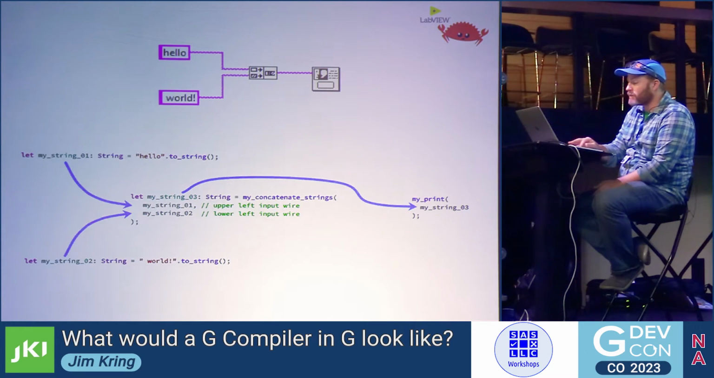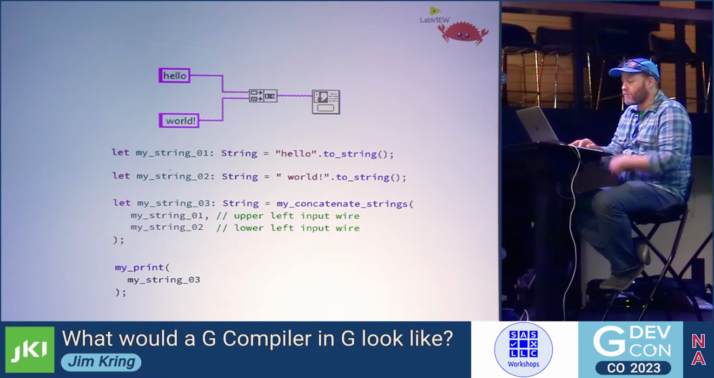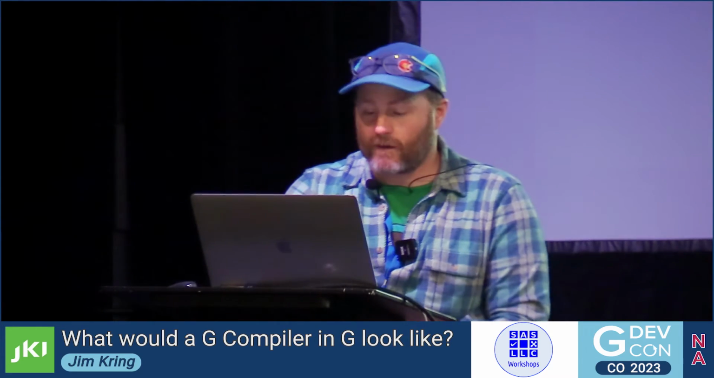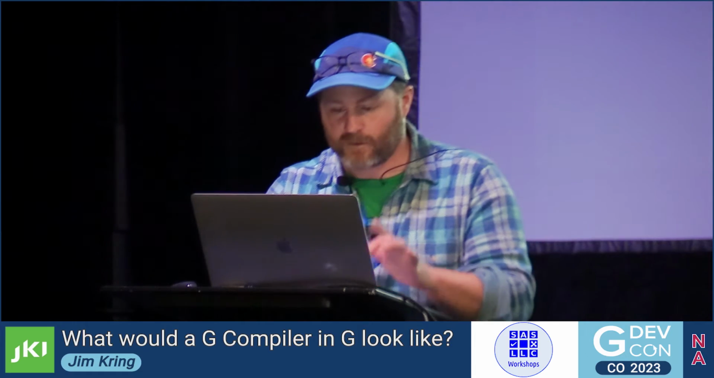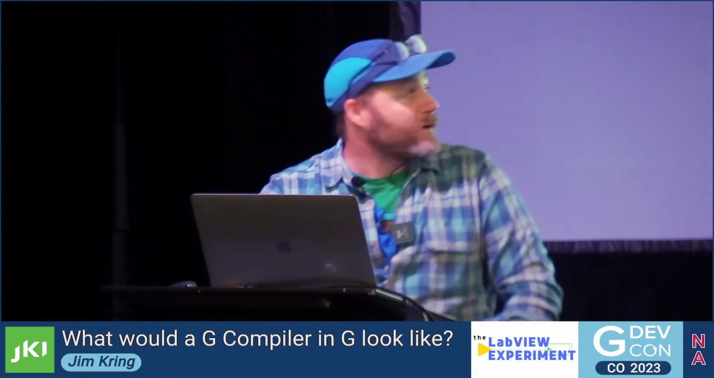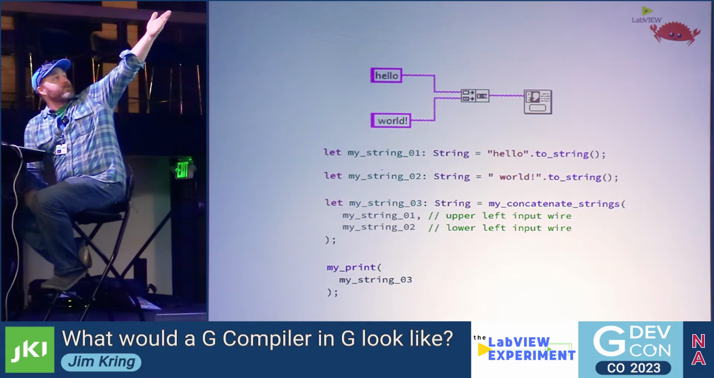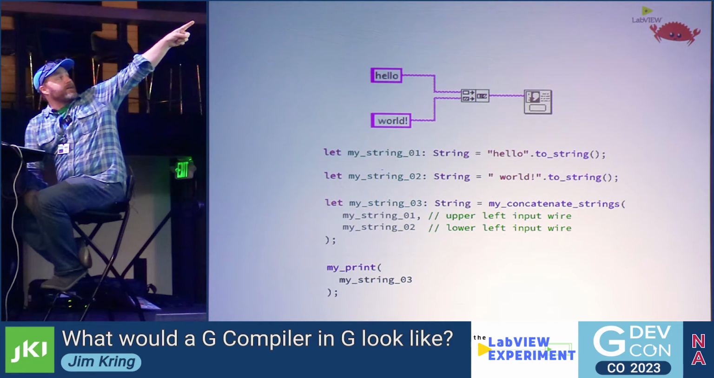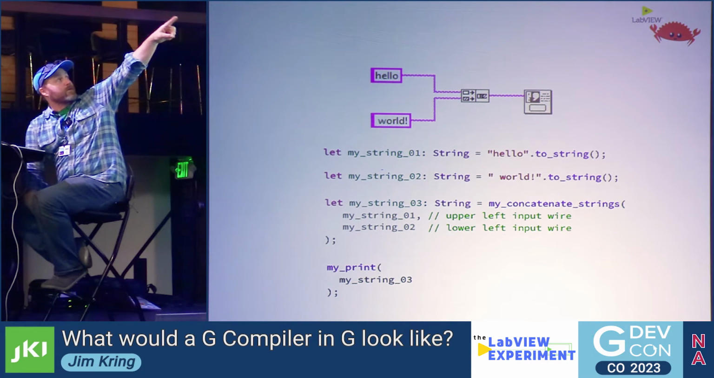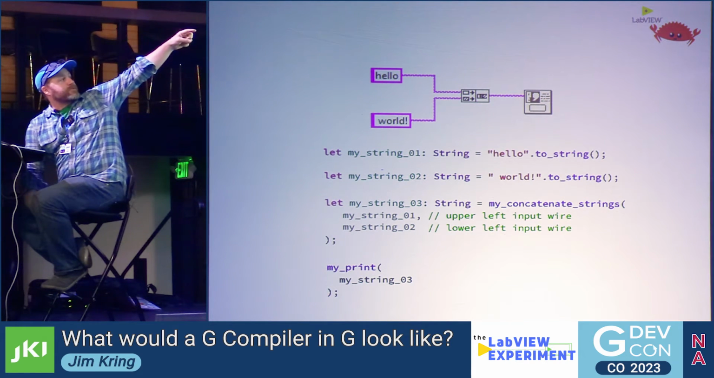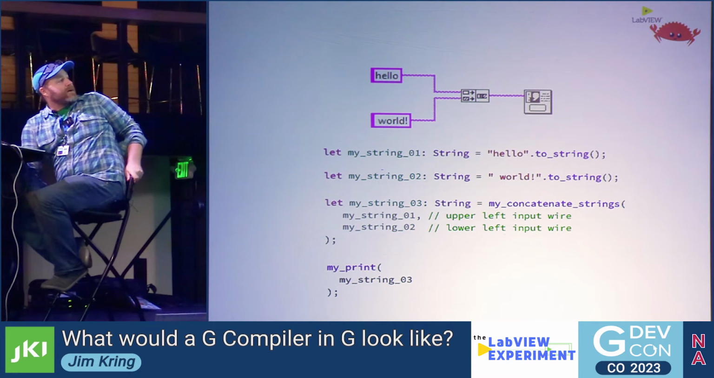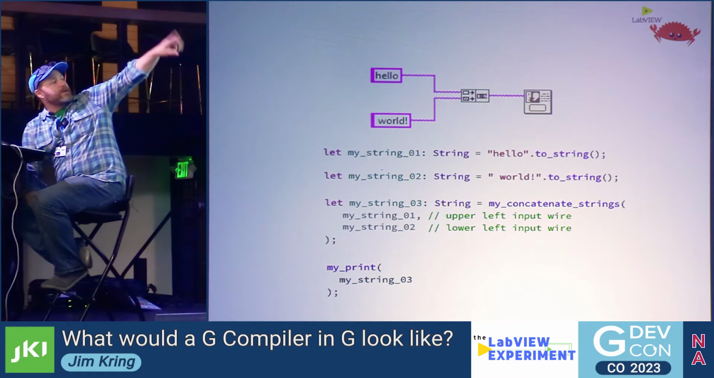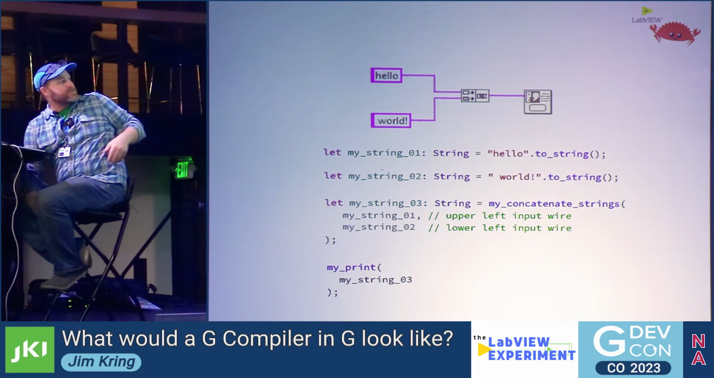I seem to have lost my mouse, and I don't know if there's any way to get it back. But you can see up there, the wire flowing out of hello, the top wire, is represented by myString1. MyString2 is the bottom wire, world, flowing into the concatenate. Just for fun, we created a little concatenation function. It's off screen somewhere, but when you call that function, it concatenates those two strings.